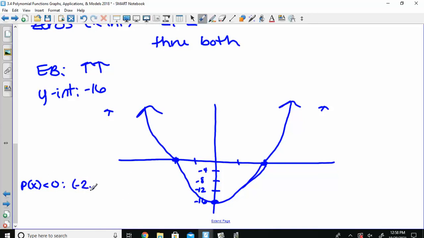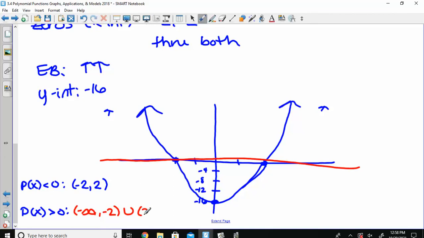Between -2 and 2. And then I said where is p of x greater than 0? 0 is just your x-axis. So I'm just asking where is it above the x-axis? So that's this part and this part. You have to give me the x values. So that's coming from -infinity, stopping at -2. The next piece starts at 2 and goes to infinity.